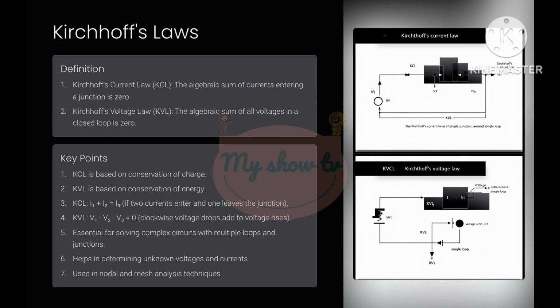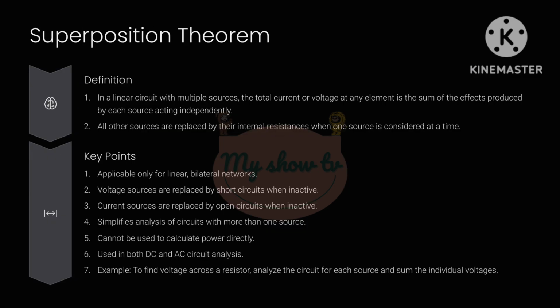KCL and KVL are extremely useful when solving multiloop or mesh circuits. They help in writing equations to find unknown currents and voltages in the circuit. One more key thing, KCL is used at junctions, nodes, while KVL is used in loops, closed paths. Slide 3. Superposition theorem. Now let's look at the superposition theorem, which is a technique used to simplify the analysis of circuits that have more than one independent source.